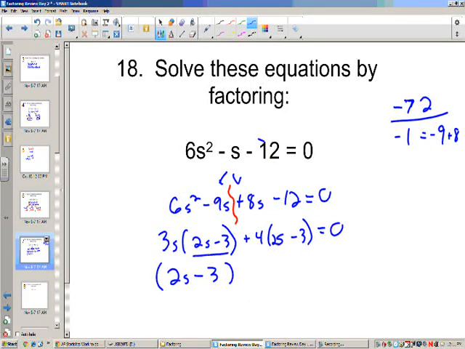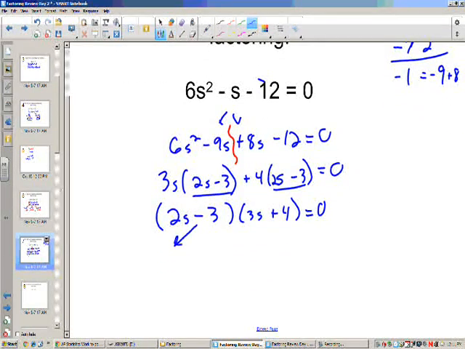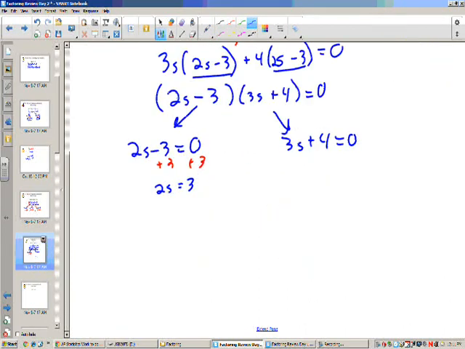And when I do, these two go to the outside, leaving 3s plus 4. Now we need to solve this. So we make two different equations. 2s minus 3 equals 0, and 3s plus 4 equals 0. Now it's just basic algebra. I shouldn't say that. Every time I say basic algebra, that's when I make a mistake.